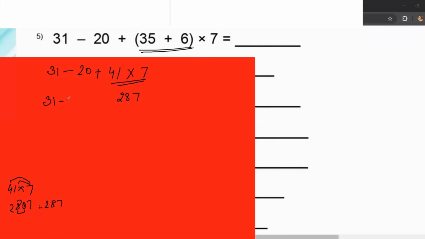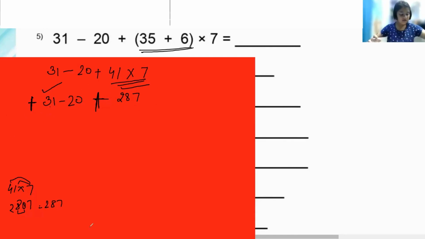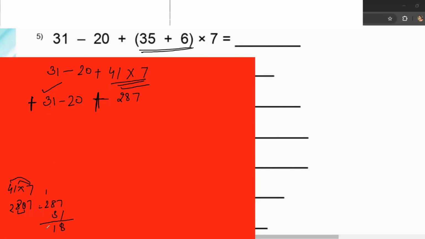Okay, no worries. It's perfectly okay to go wrong when you're learning. Now, what two things will you add first? Both the positive things you'll add first. 31 has a plus sign by default in front of it. 287 is also positive. So you'll add two positive things first. What is 287 and 31? That is 318. And now you subtract 20 from it. Understood or not?